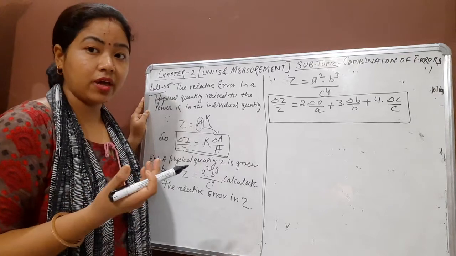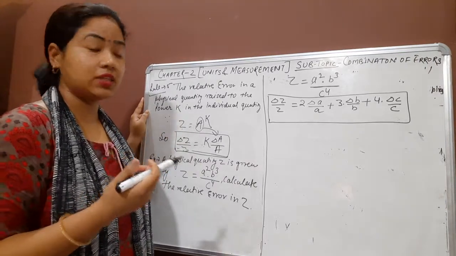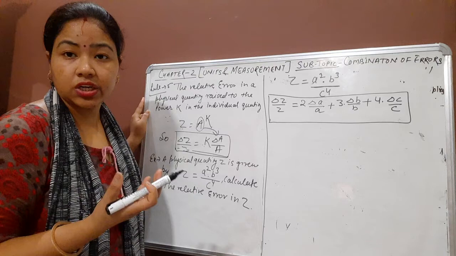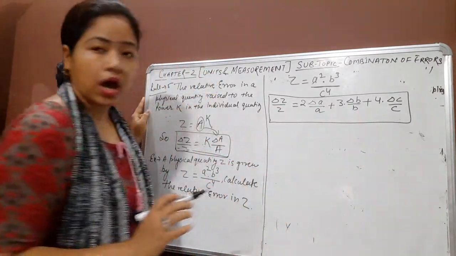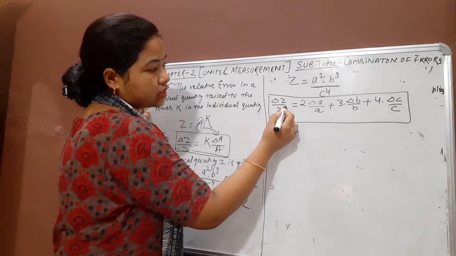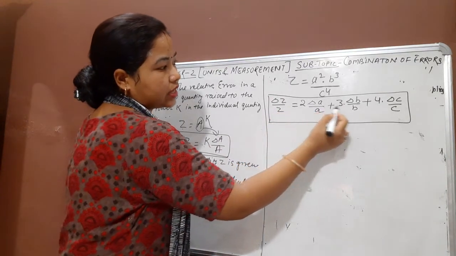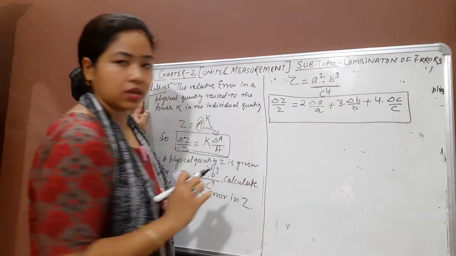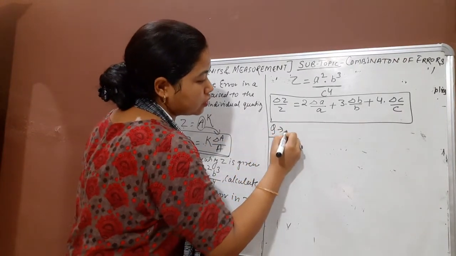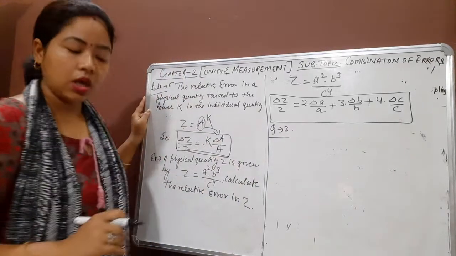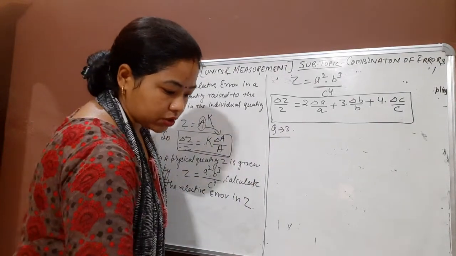Now this relative error, according to the very first lecture, can also be converted into percentage error. If we multiply both sides by 100, that will give us the percentage error in z, percentage error in a, percentage error in b, percentage error in c. Likewise we have one more numerical that is very important for the examination. Now what is given to you in the question?